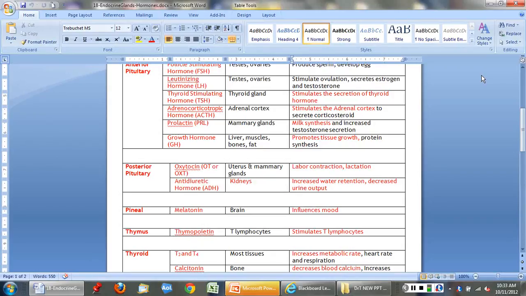Okay, and then ADH. ADH is anti-diuretic. Make sense of that word for me. It stops urinating. So first of all, what is a diuretic? A water pill. So a water pill is considered a diuretic. What do we mean by that? It makes you urinate.